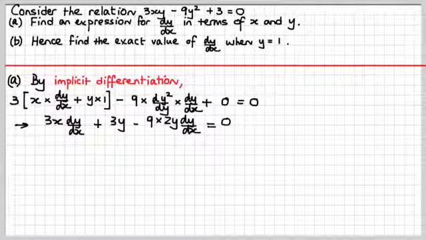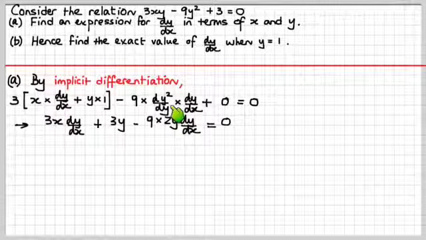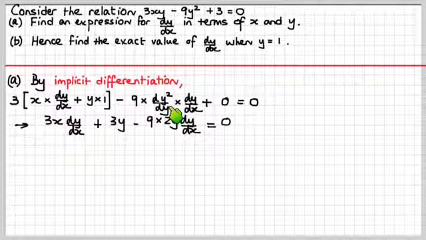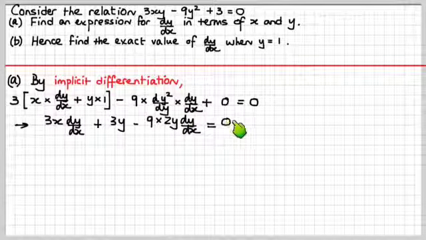So what that gets us is 3 times x times dy/dx, yes, plus 3y. Now, this one here, the derivative of y squared with respect to y is just 2y. Just the same as the derivative of a squared with respect to a would be 2a, or theta squared with respect to theta would be 2 theta, and so on. Yes, guys? So you get 9 times 2y dy/dx equals 0.